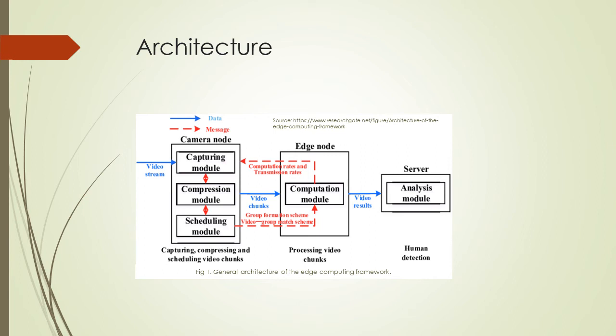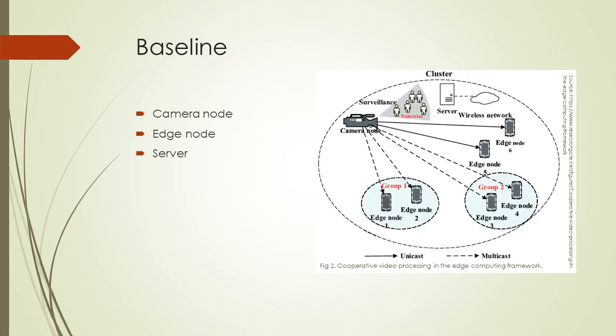Moreover, edge nodes can form cooperative groups based on specific group formation policy and receive the compressed video chunks according to the video subtask assignment policy. The multimedia IoT server collects the pre-processing results from edge nodes and performs further video analysis, which has abundant computational abilities. We have considered camera node, edge node, and server for our experiment.